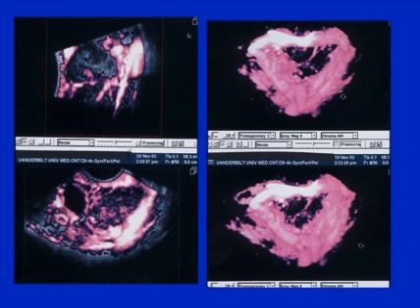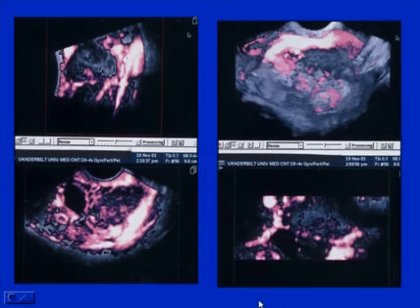So with 3D we can do multiplanar imaging, and we can see these central vessels inside of ovarian malignancies. And this is a grayscale image now using 3D showing the abnormal branching patterns of the tumor neovascularity.